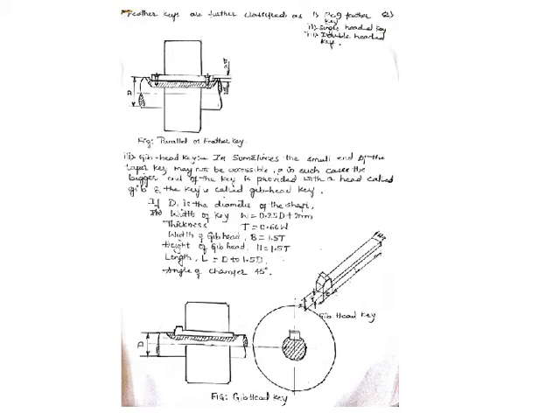Why are these keys called gib head keys? Because a head is provided on the larger end of the key, and because of this it is called a gib head key.